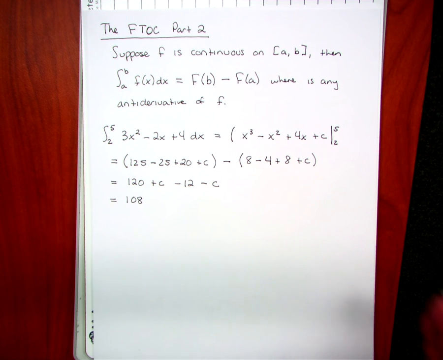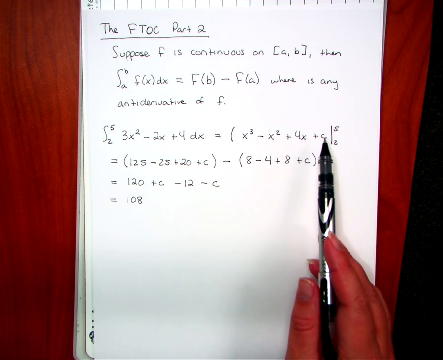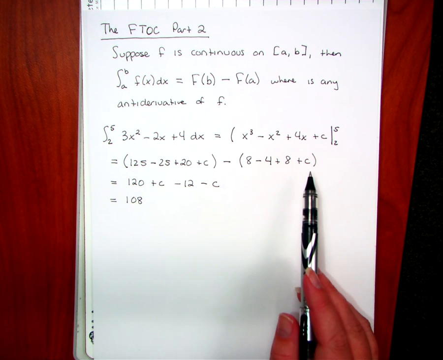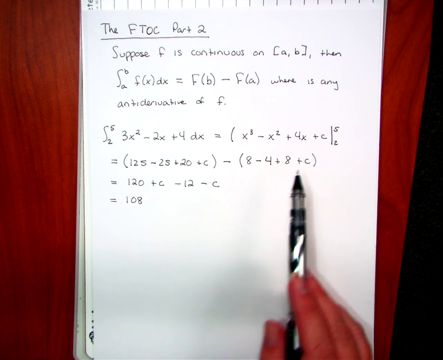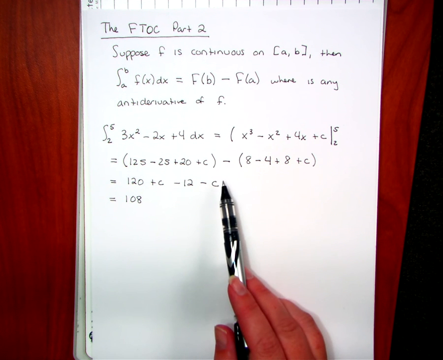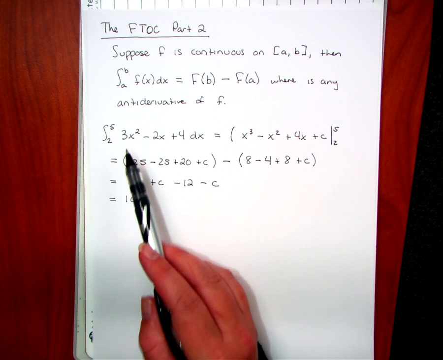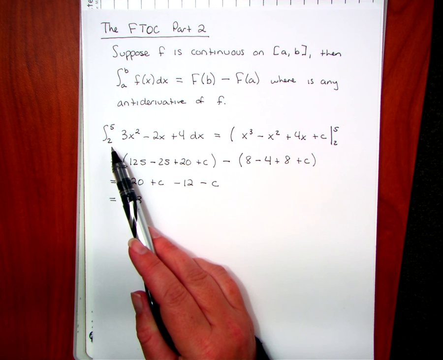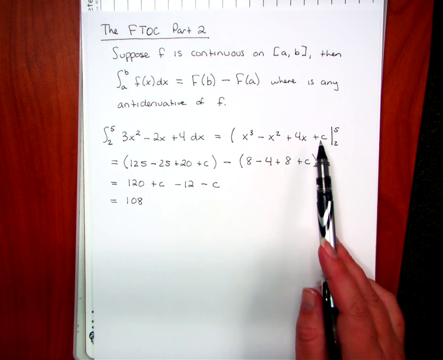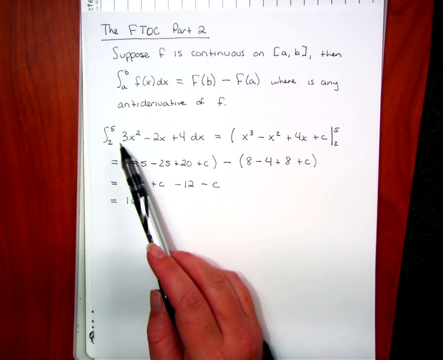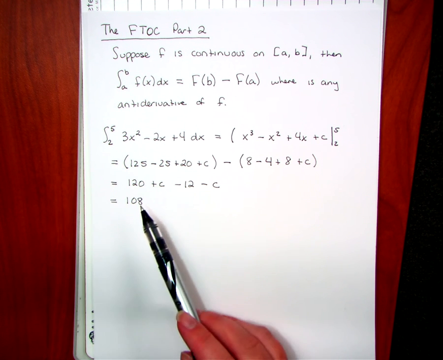No matter what constant we add here, this is just a general constant, if I had added 1 or negative 3 or 4, when we evaluate the antiderivatives, one minus the other, that constant, whatever it is, is going to cancel. For this reason, when we do definite integrals, we usually don't put the plus c in our antiderivative, because they are always going to cancel. So the integral of this function from 2 to 5 is 108.